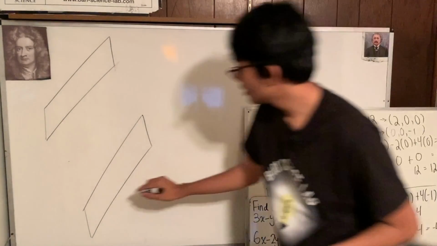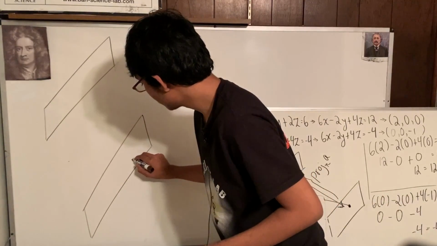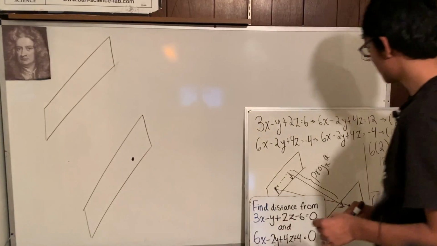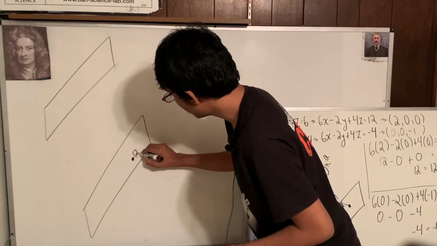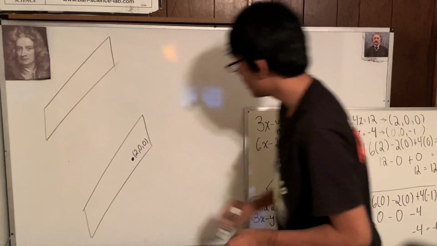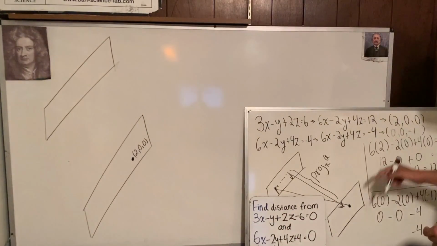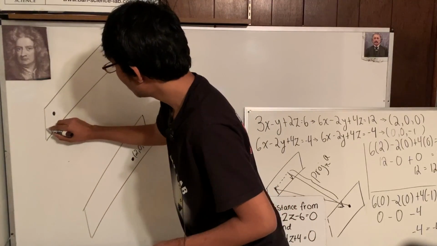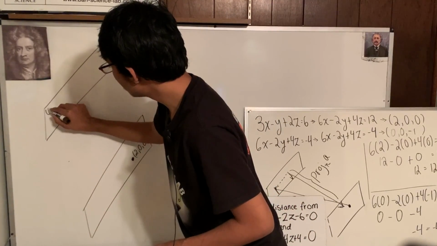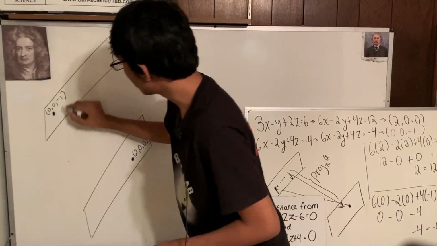So here's our first point. What are the coordinates of our first point? 2, 0, 0. And what are the coordinates of our second point? 0, 0, -1. So here, for example, is our second point, and its coordinates are 0, 0, -1.